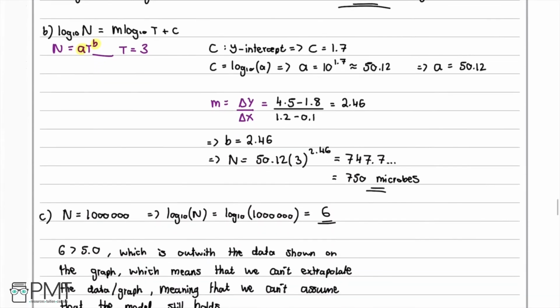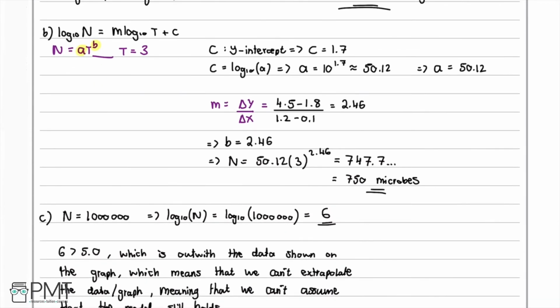Then moving to part B of the question, there were 4 marks on offer for this part. We received our first mark for concluding that A was equal to 50.12. We then received our second mark for working through with the gradient and showing that B was equal to 2.46. We've then received our third mark for knowing to substitute 3 into this original equation here, but with our newfound constants A and B. And we then finally get our fourth mark for coming to the correct answer of 750 microbes.